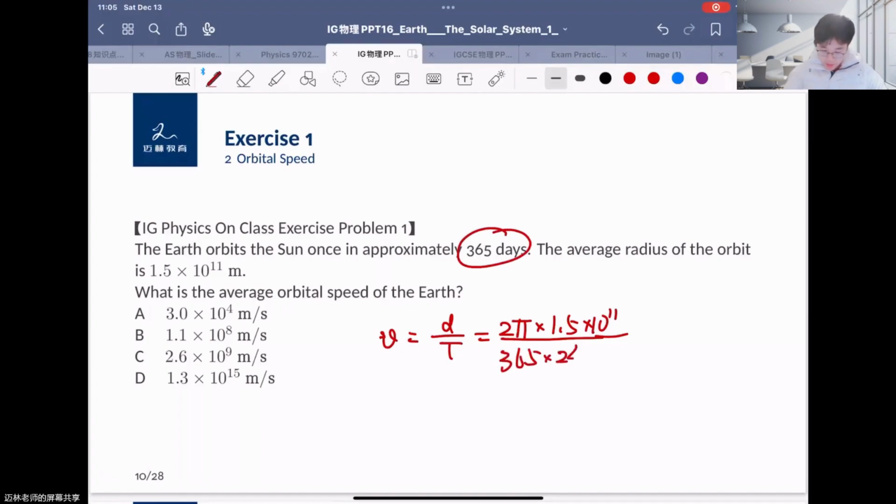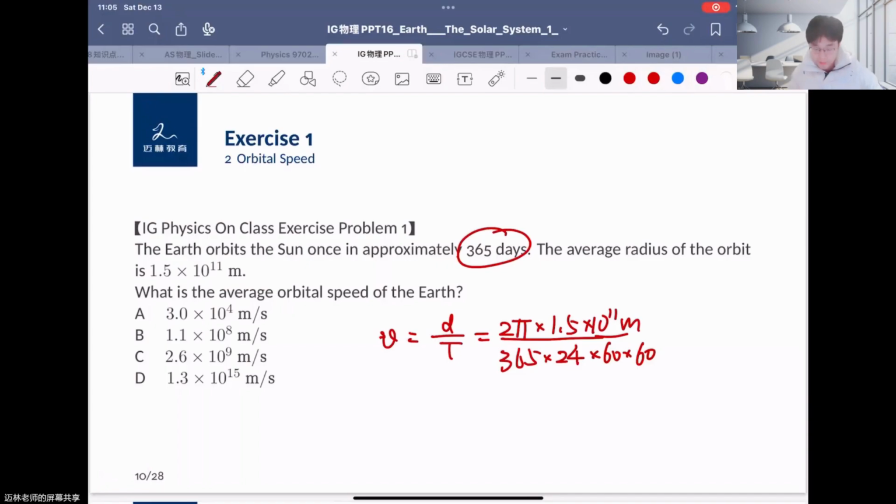And times 24 hours. Also remember to convert all the units into meters and seconds. So the seconds: 24 hours, and each hour we have 60 minutes, and each minute we have 60 seconds. So we have to use 365 times 24 times 60 times 60. That is the final calculation for velocity. So velocity equals distance over time.